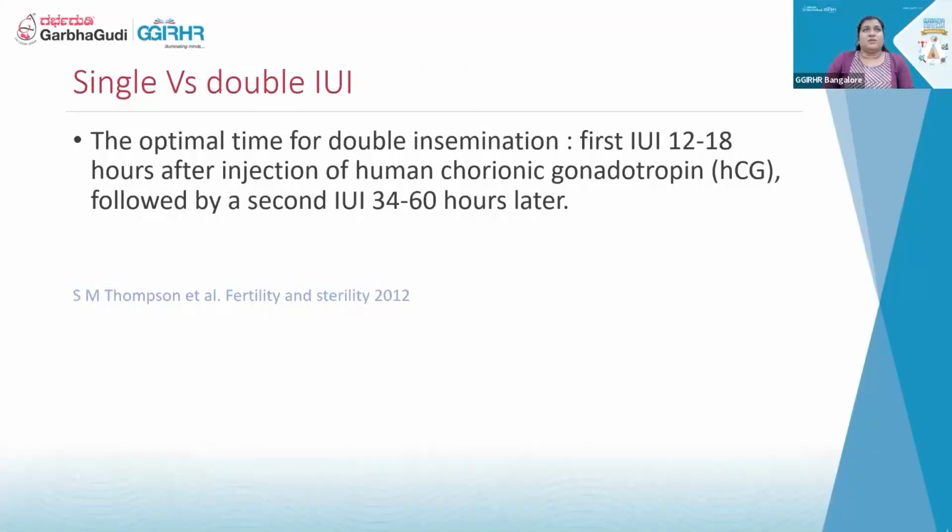Then what will be the optimal time for double insemination? The first IUI 12 to 18 hours after the HCG injection, and the second IUI 34 to 60 hours later.